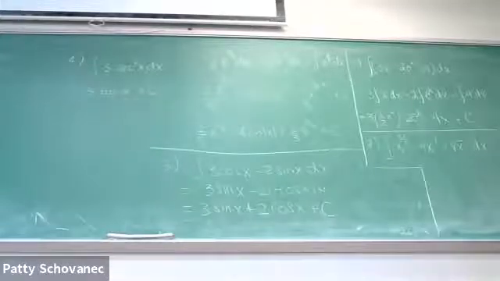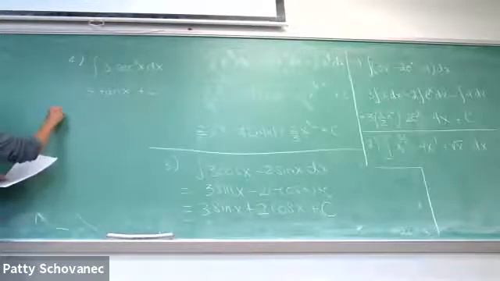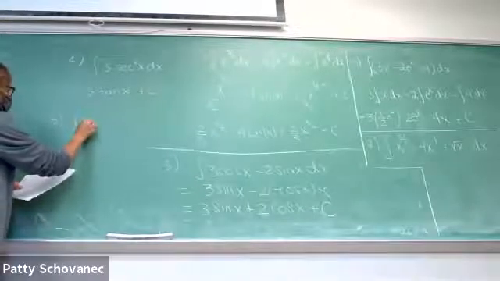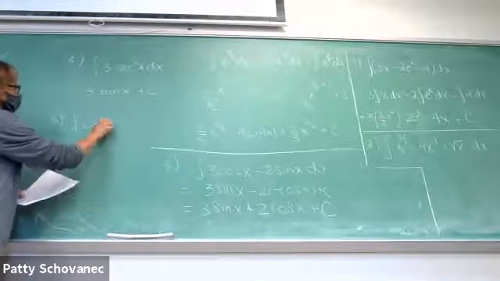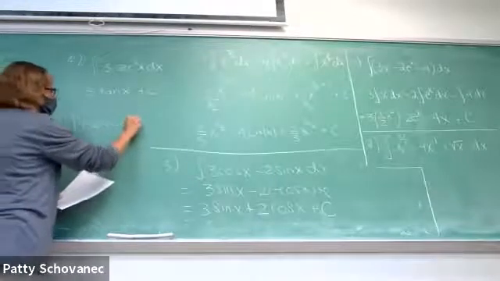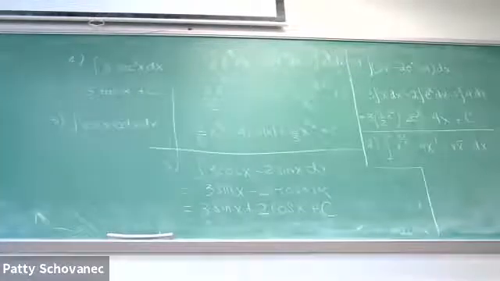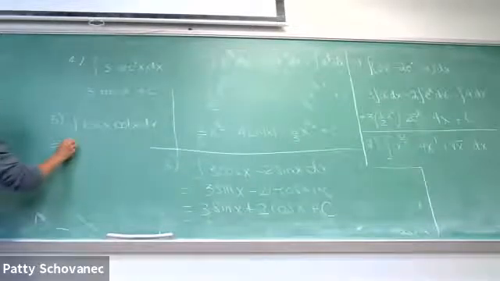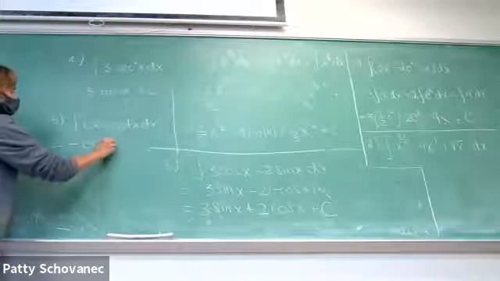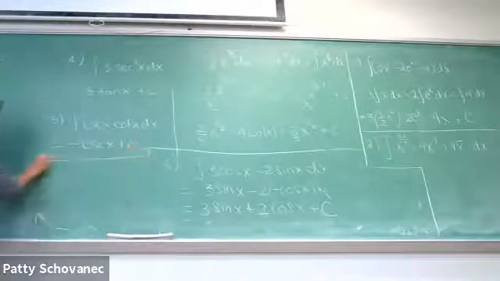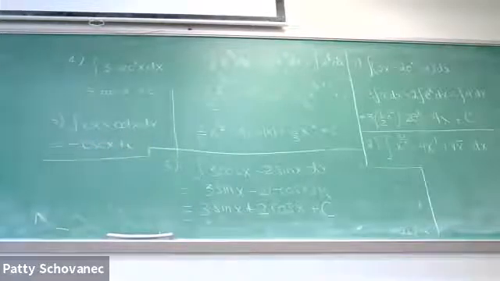The next one's a quickie. Cosecant times cotangent is in your integral sign. What has that as its derivative? Negative cosecant. There's no pleasure in doing these. Boom, you're done. Write it down, done.